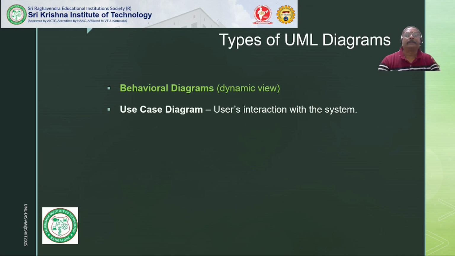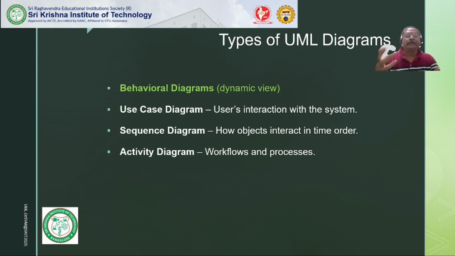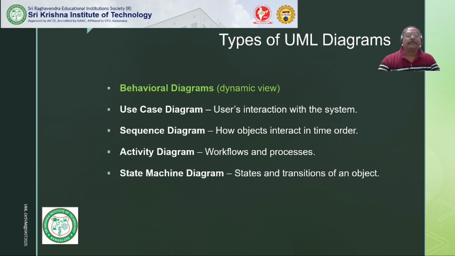The use case diagram is the one where the user's interaction with the system is noted. Then we have the sequence diagram. That's how objects interact in time order: what happens first, what happens next, and what is happening at different times along the timeline. The sequence diagram talks about that. The activity diagram talks about the workflows and the processes, so it's something like a flow chart or an algorithm. The state machine diagram talks about the states and the transitions of an object.